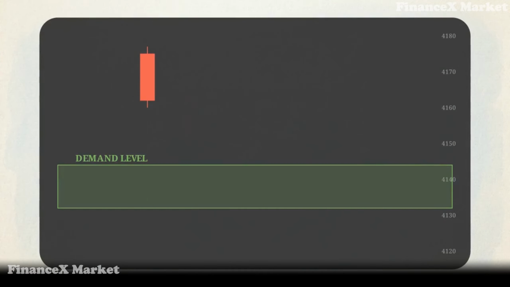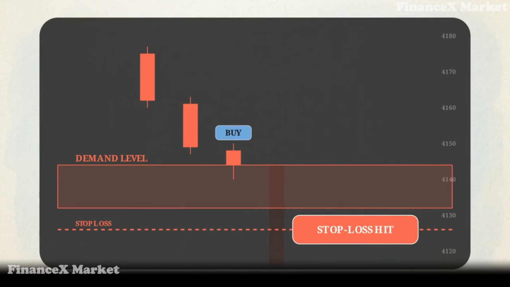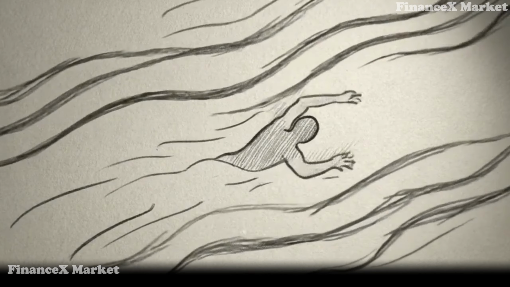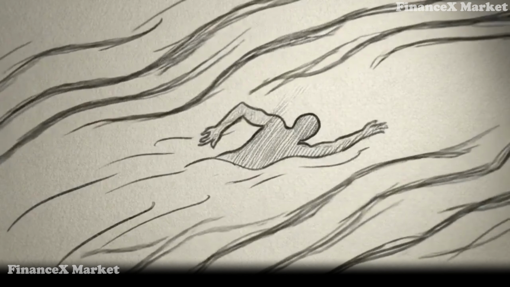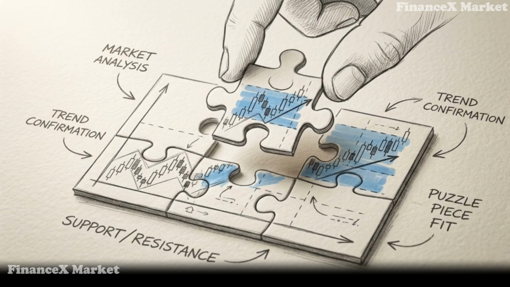You spot a perfect demand level, enter the trade, and watch the price crash through your stop loss. Taking that trade blindly is like fighting a rushing river. You exhaust your capital trying to push against an unstoppable momentum. Trading these levels in isolation ignores the broader contextual puzzle of the market.